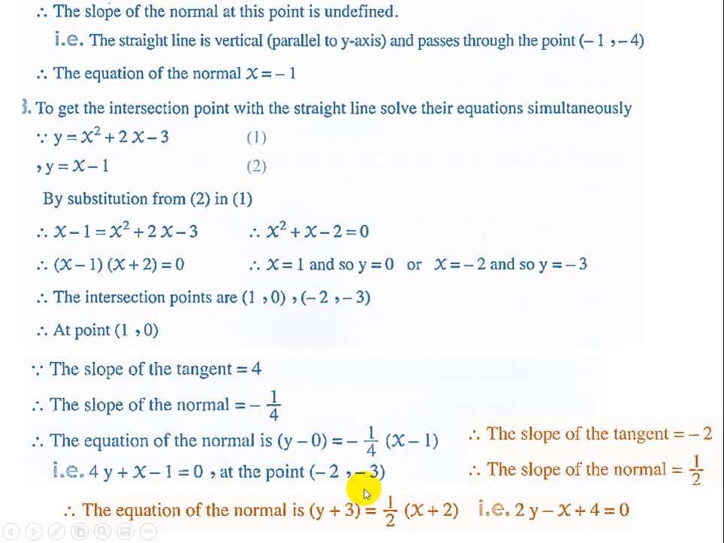At the point (-2, -3), after substituting this point in the first derivative, the slope of the tangent is equal to negative 2 and of the normal is half. So the equation of the normal is y plus 3 equals half times (x plus 2), which means 2y minus x plus 4 equals 0.